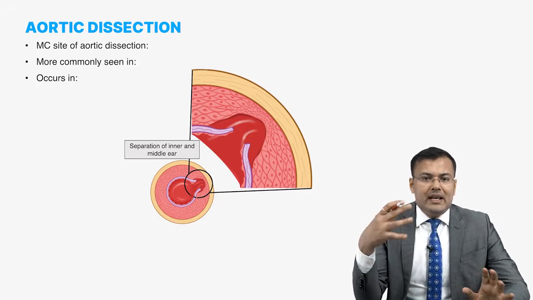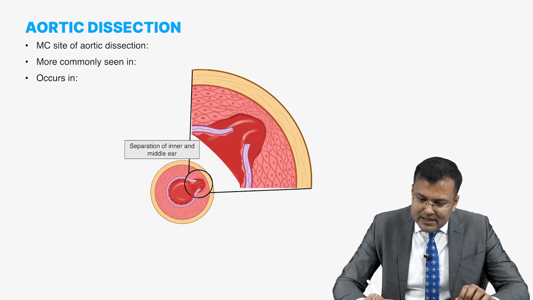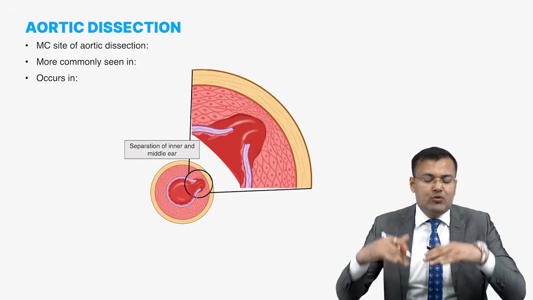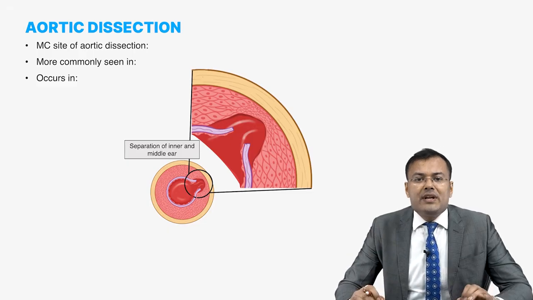Already, what is the problem? In the aorta, there is too much pressure. So blood enters with pressure, and if blood is going to enter with pressure, what happens? It is going to cause the separation of the inner and medial layer. So it leads to aortic dissection.